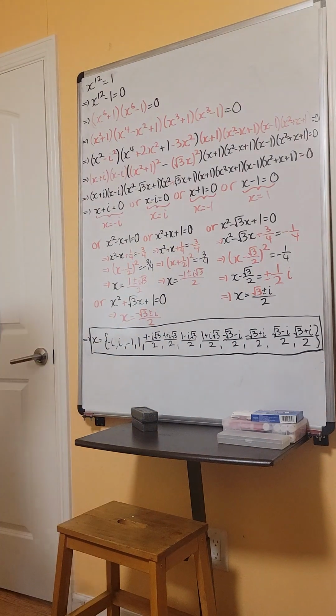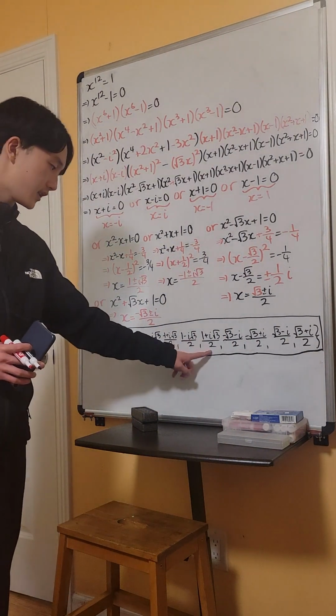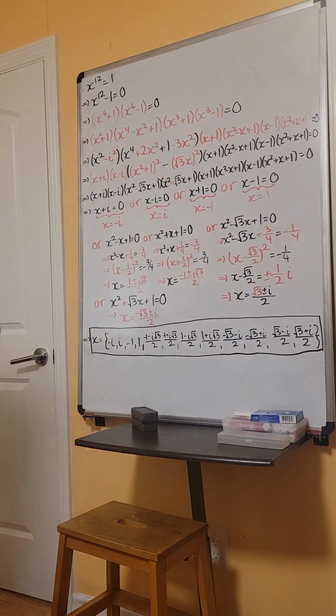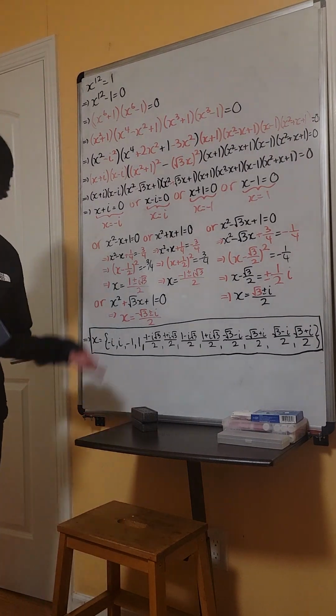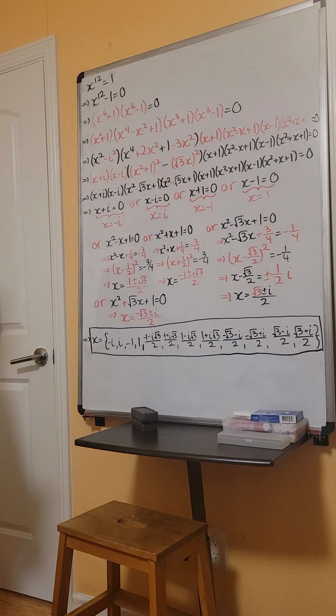Okay, and you have 12 solutions. I'm going to count them out. 1, 2, 3, 4, 5, 6, 7, 8, 9, 10, 11, 12. Really nice, don't you think? Okay, and that's it for the 12th roots of unity. Back to the 7th roots and why it's kind of difficult.